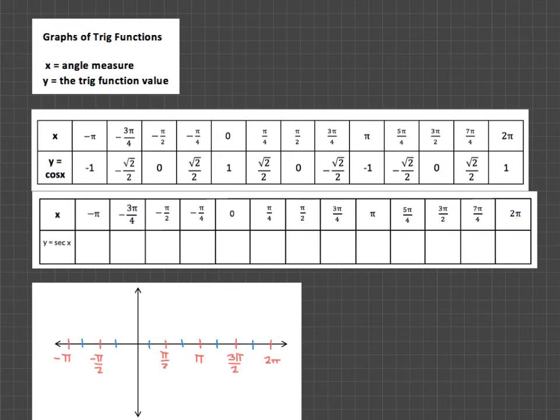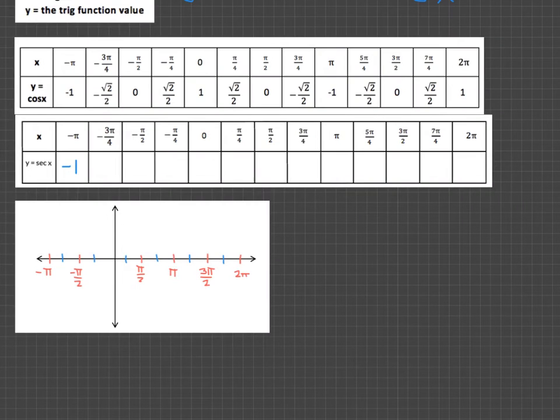We are now going to look at the graph of the secant function. So let's look at y equals secant of the angle x. So we want to remember that secant is the reciprocal function of cosine. So we are going to be able to use these cosine function values that we came up with and just simply take the reciprocal. So if we start with x equal to -pi, the secant function value is going to be the reciprocal of -1, which is -1.